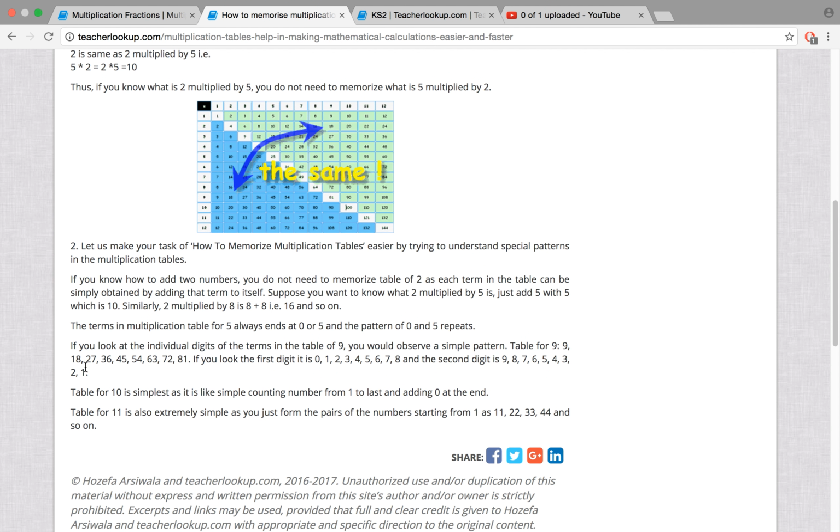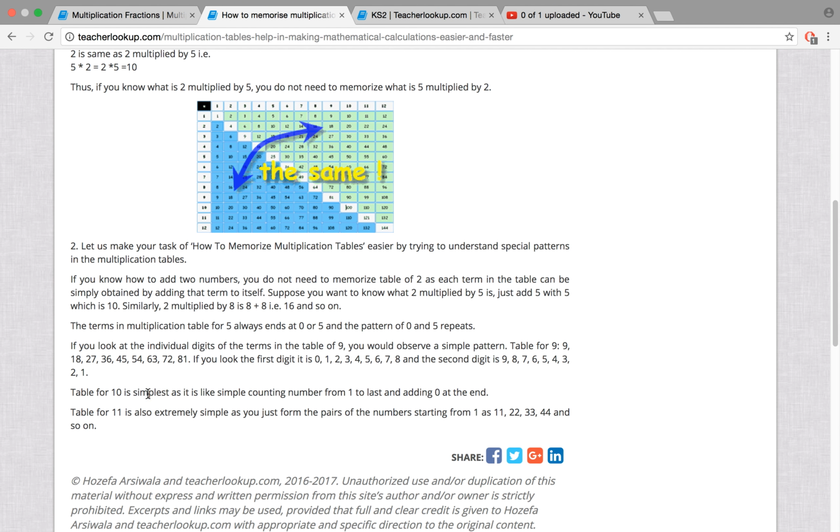So the first digits of the 9 times table are ascending, so 0, 1, 2, 3, 4, 5, 6, 7. So that's the first numbers. And the second part is descending, going from 9, 8, 7, 6, 5, 4, 3, 2, 1. That's that.